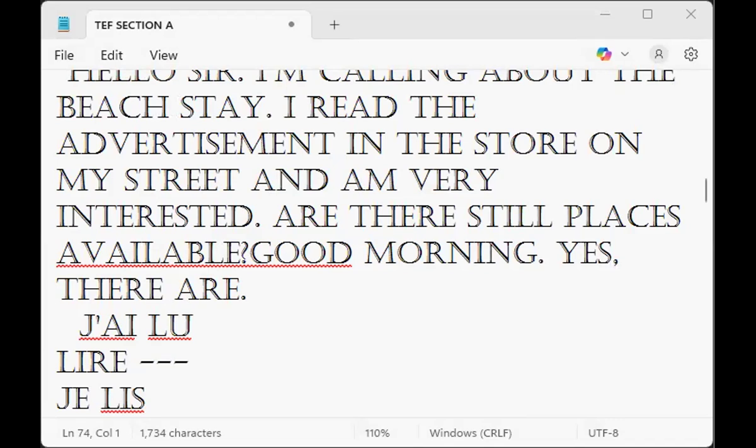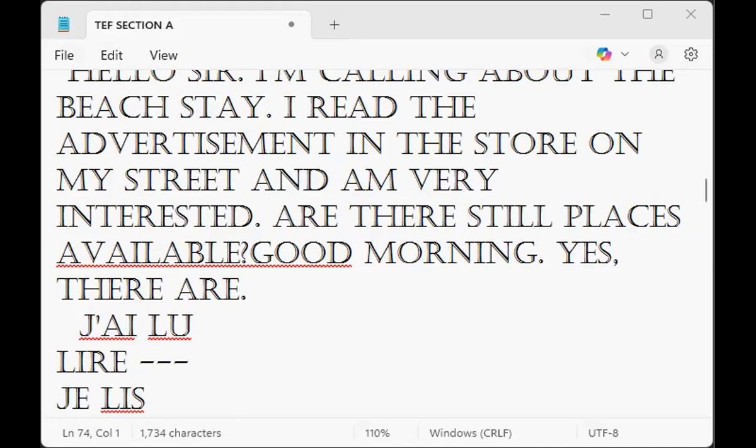Opening in terms of questions, you need to say like that: sir, I read the advertisement and I want to ask some questions. Say clear. Is it clear to you? There are a lot of openings for TEF section A. Is it clear to you? Tell me yes and no. Yes, sir. Clear?